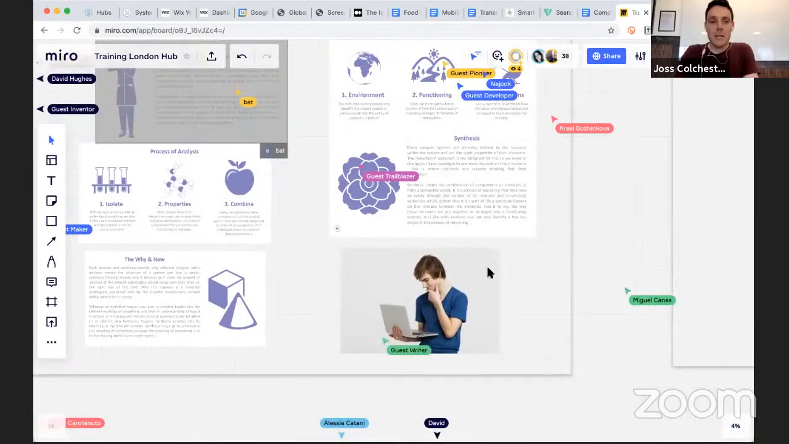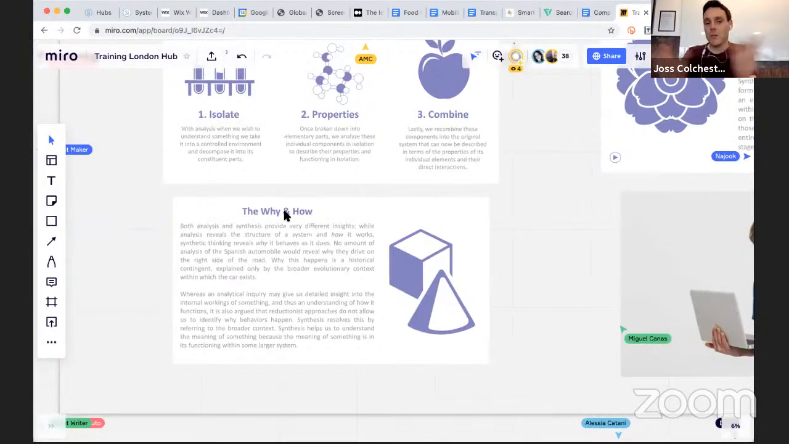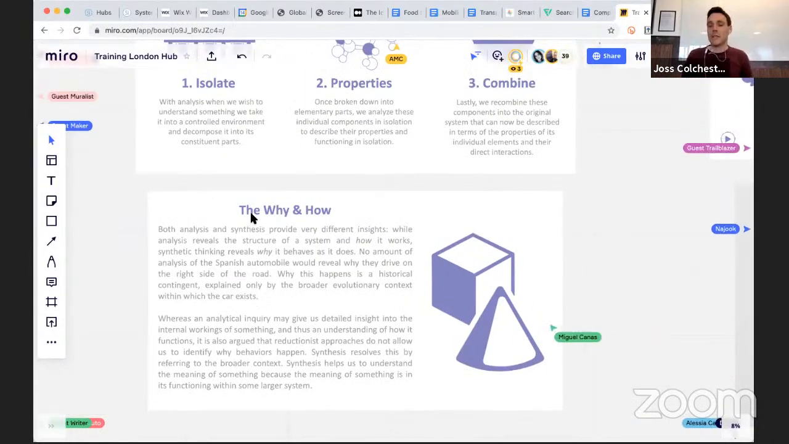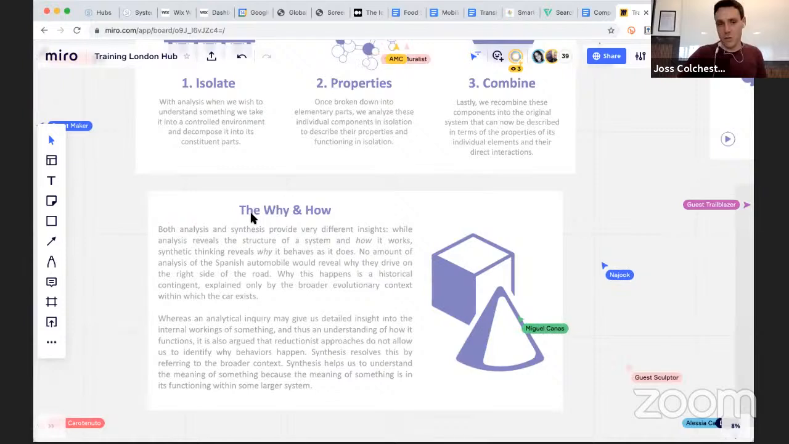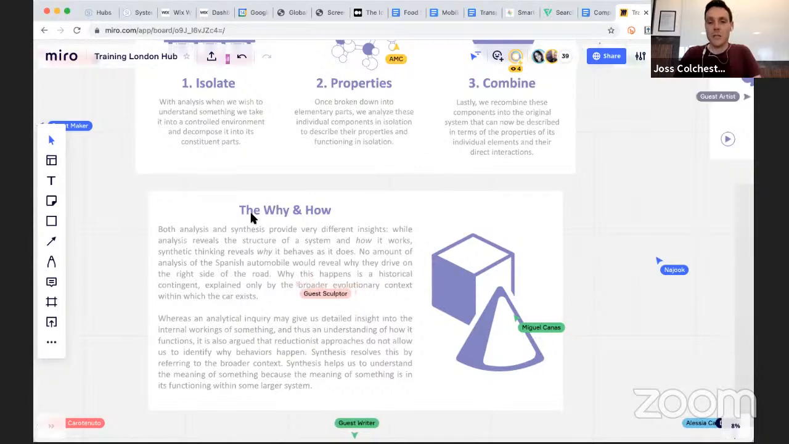So one interesting aspect of that is that analysis is very good at telling us, obviously we need both of these, right? Both of them are valid. If you want to understand something properly, you're going to need both ways of looking at it. Analysis is going to help us understand the internal workings of something, how it actually works, how it does what it does. Synthesis isn't very good at that. It's going to tell us why it does what it does, what its function is in the broader environment.